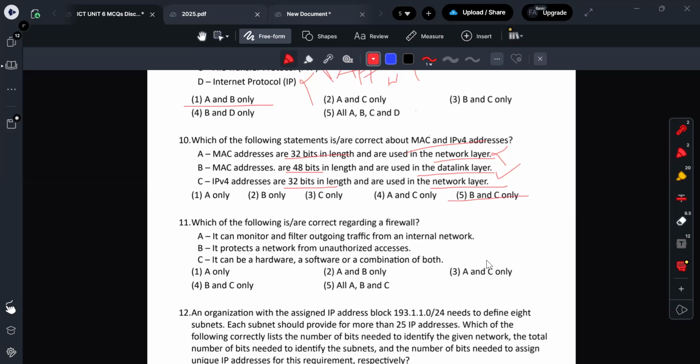Clear? MAC is used in the data link layer and it is 48 bits. IPv4 address is 32 bits and it is used in the network layer. And what does it do in the network layer? It routes data between different networks globally. Right? So what does the MAC address do? It moves data between devices on the same local network. I'm repeating it again and again for you guys to understand it.